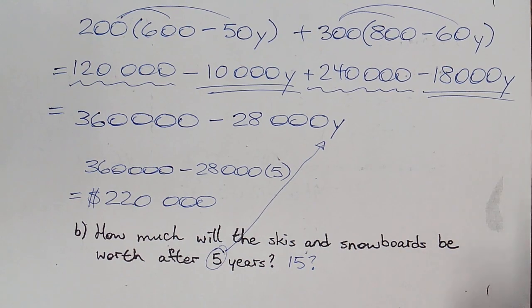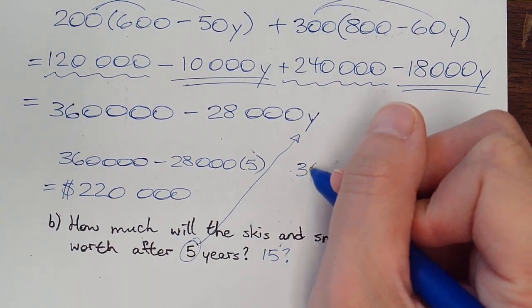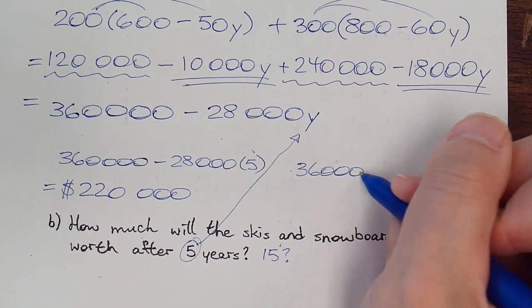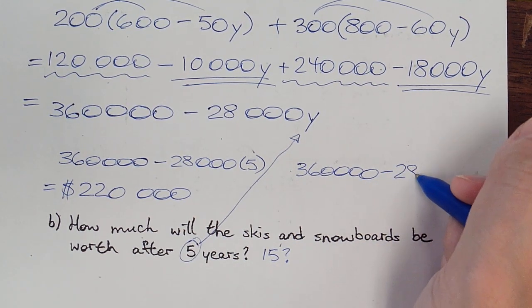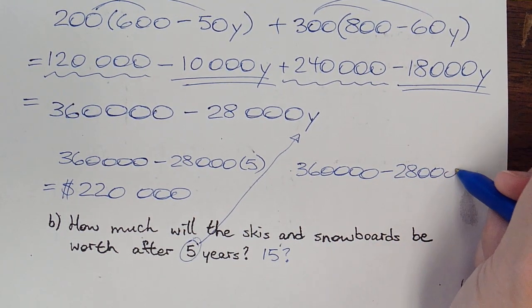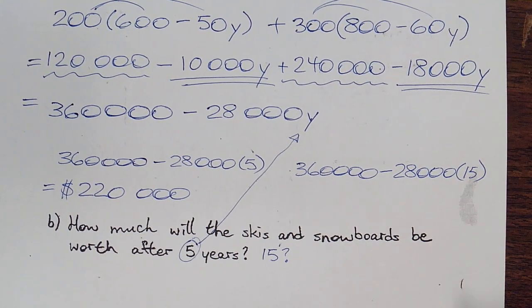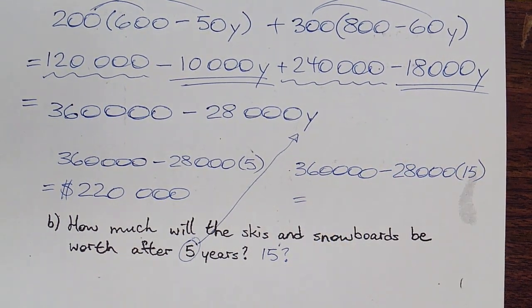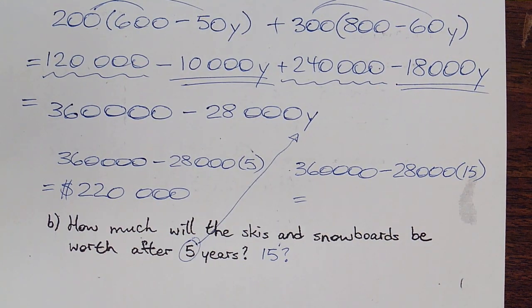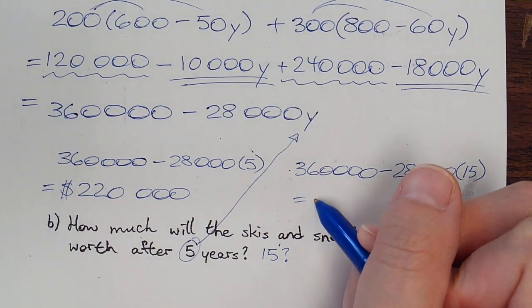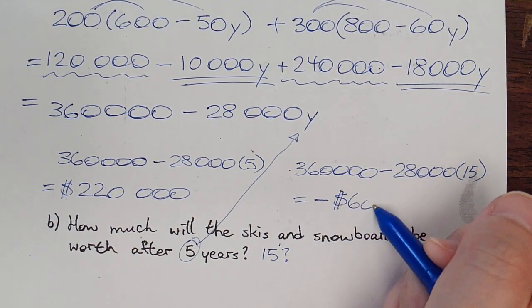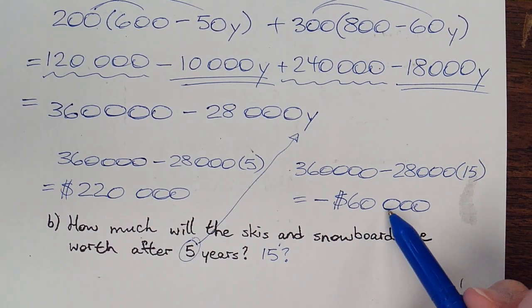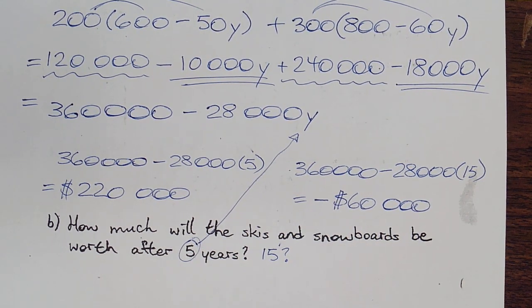Now try 15 years. Do the same thing for 15 years for me, and tell me what you get. Okay, Alex? What number did you get? Negative 60,000. So what would my therefore statement be then for this?